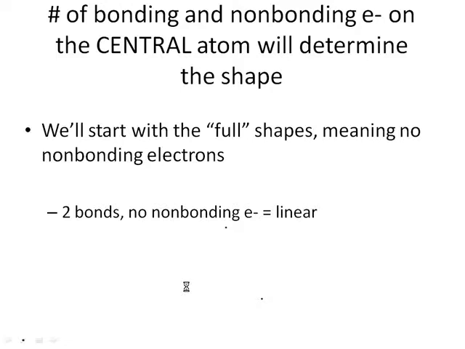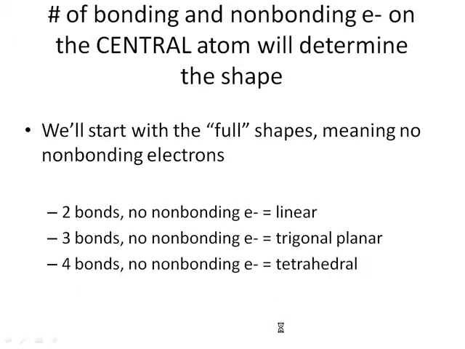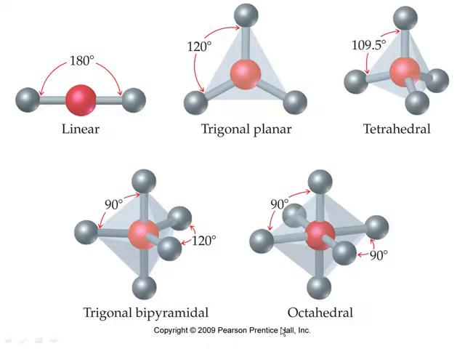So if I have 2 bonds and no non-bonding electrons, it's linear. If I have 3 things bonded, so 3 single bonds, or 2 bonds and a double bond, essentially that I have 3 things attached to my central atom and no non-bonding electrons, that's trigonal planar. If I have 4 things bonded to my central atom and no non-bonding electrons, it's tetrahedral. So here's what those shapes look like.